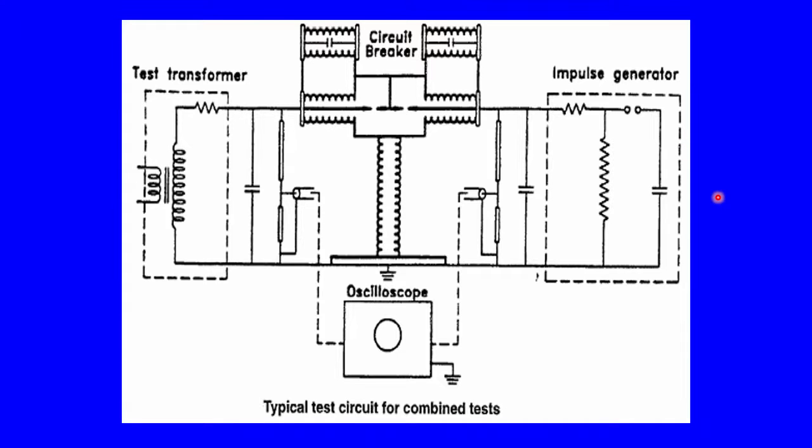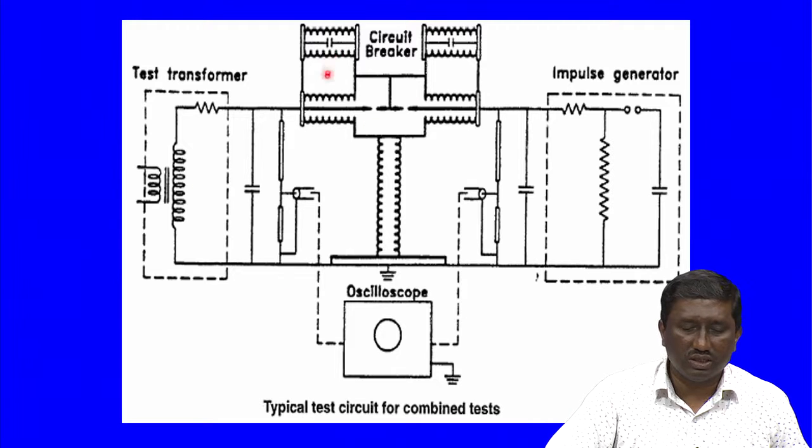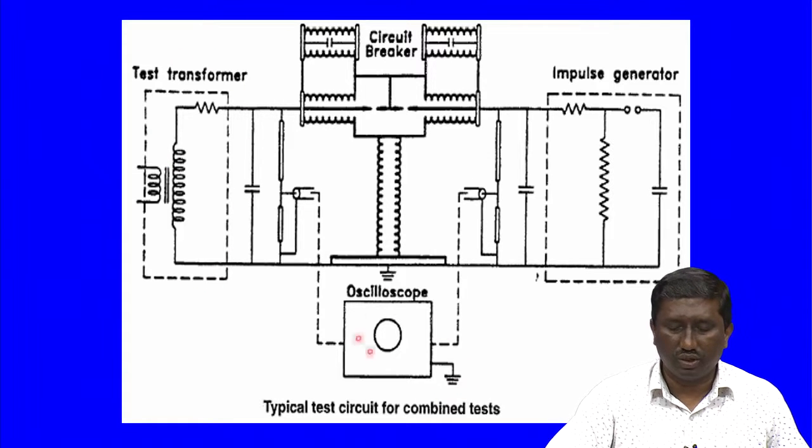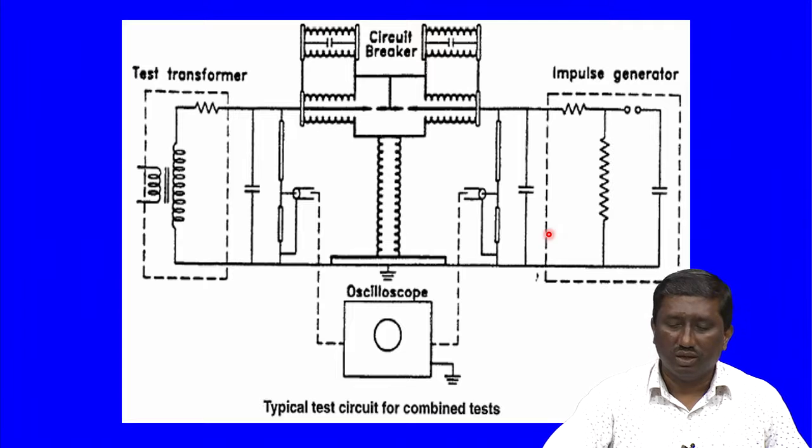So, this is one arrangement for a typical circuit for the combined test. We were talking about combined tests, not only AC or DC particular tests. In some cases we do require a combination of tests which simulates the natural conditions. This test is for a circuit breaker, where one side of the circuit breaker is connected to an AC transformer with measuring equipment like an oscilloscope and so on. The other side is connected to the impulse voltage generator.